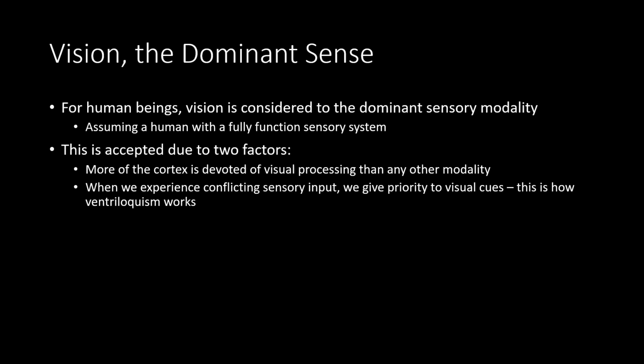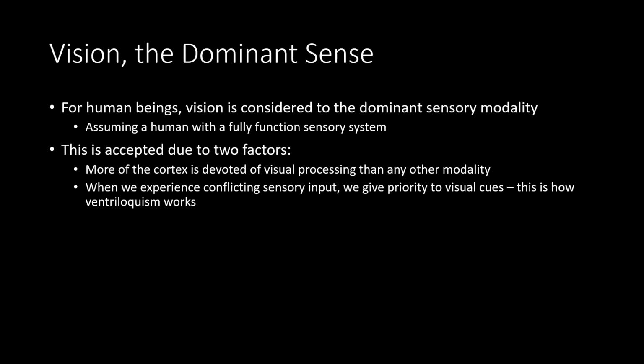This is the first part of the second lecture. We're going to talk about the visual system. For human beings, vision is considered to be the dominant sensory modality. And of course, this is assuming a human being with a fully functioning sensory system. Now, this is generally considered to be the case for two factors.